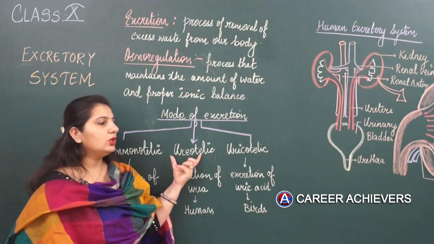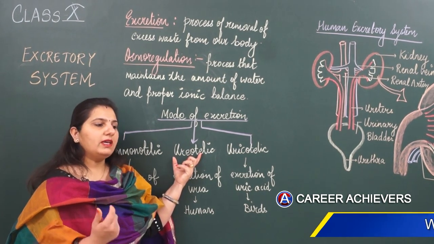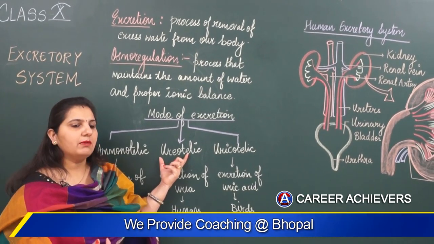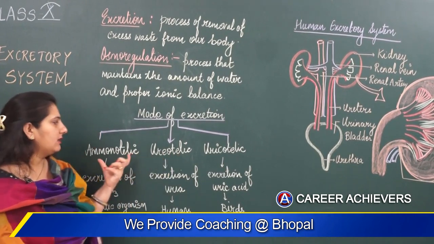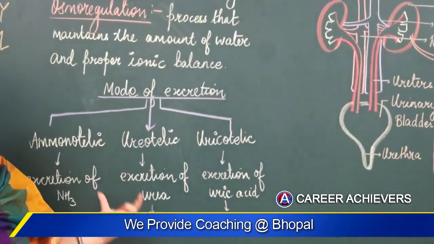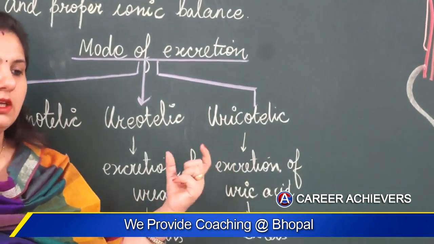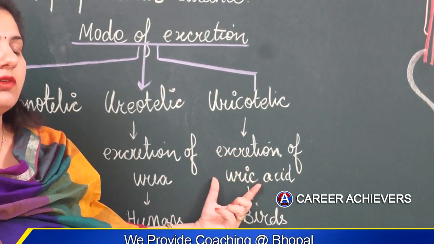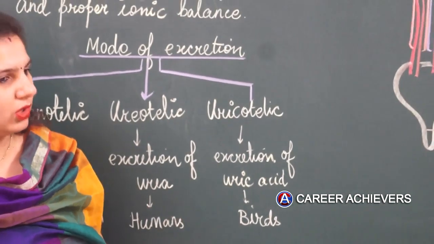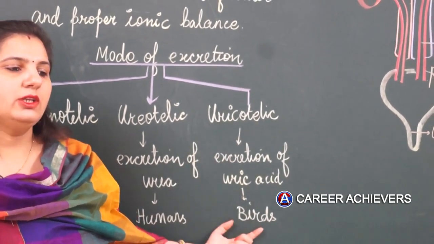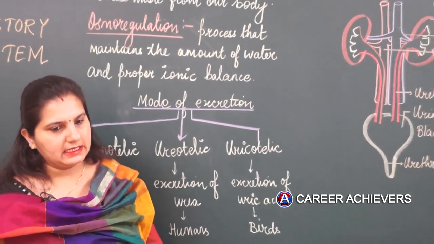The second one is ureotelic. Ureo means which excretes urea. Now we are the ones which excrete urea. The amount of water required in excretion of urea is comparatively less than that required in ammonotelic. So humans are ureotelic. The third one is uricotelic. Uricotelic is the excretion of uric acid. Uric acid requires very little water. Birds are uricotelic, that is, their excreta comprises uric acid.